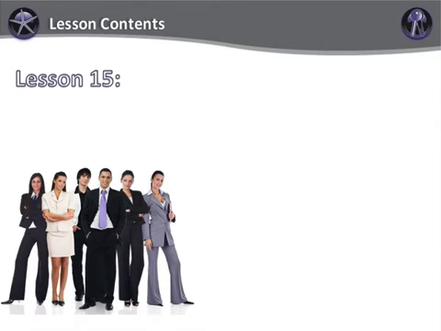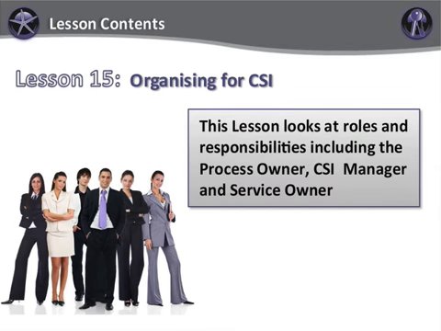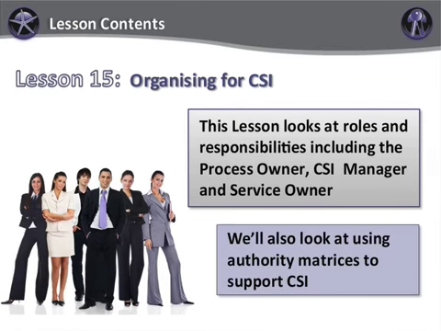Lesson 15 deals with what type of organizational structure needs to be in place to allow continual service improvement to function successfully. We will look at roles and responsibilities, including the process owner, continual service improvement manager, and service owner. Finally, we will investigate how authority matrices can be used in support of continual service improvement.